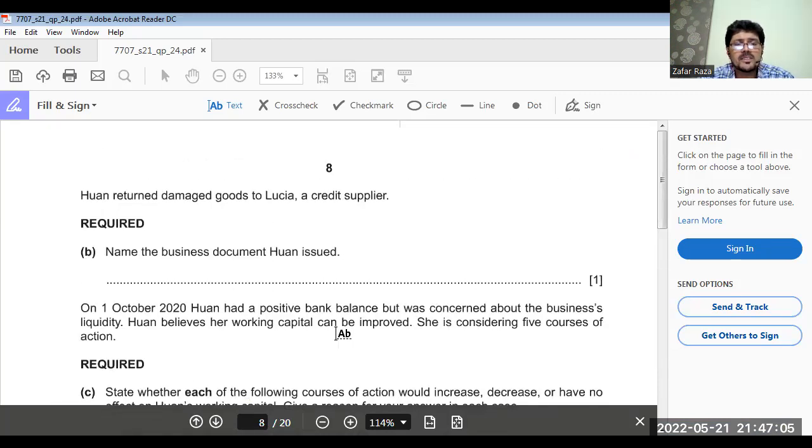One returned damaged goods to Lucia, a credit supplier. Name the business document. Because one is the buyer, the buyer is going to issue a debit note. Don't forget that. The answer is debit note. A debit note is issued by the buyer to the seller as a request for a credit note. Okay, the answer is debit note.